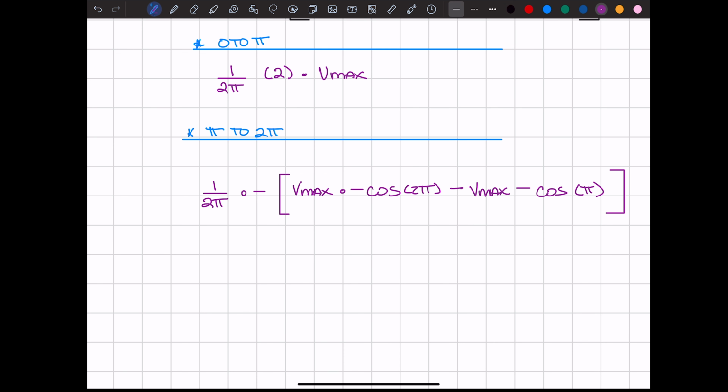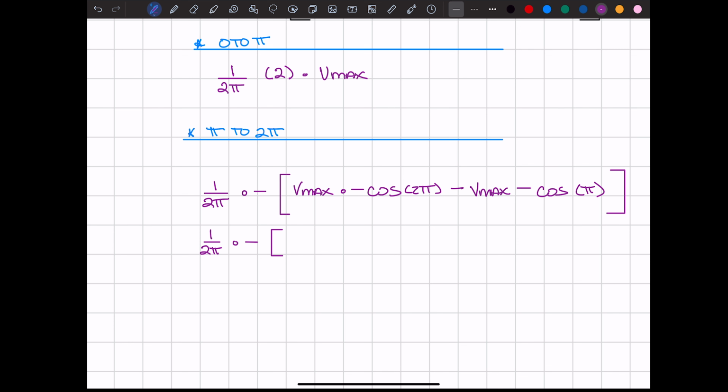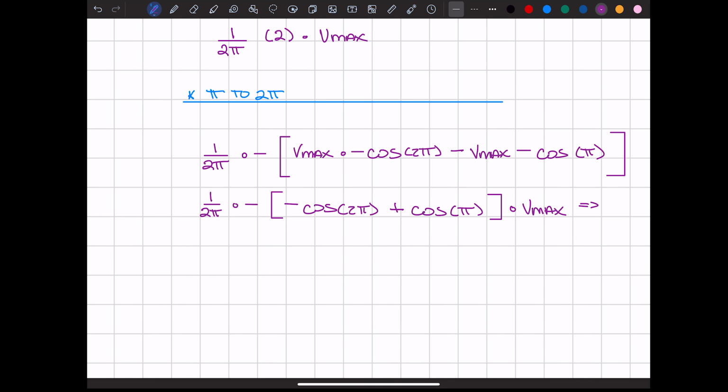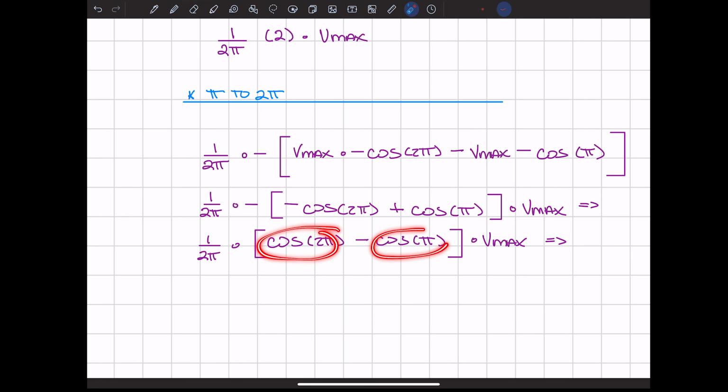We can pull out the Vmax and rewrite it. Then we get 1 over 2 pi times negative quantity negative cosine 2 pi plus cosine pi times Vmax. Now we can go ahead and distribute this negative that we brought down and rewrite it. So now we get 1 over 2 pi times the quantity cosine 2 pi minus cosine pi times Vmax. At this point, we can just solve for the cosine 2 pi as well as the cosine pi. Now again, we're dealing in radians, so if your calculator is set to degrees, it's not going to work, so we want to make sure that we're in radians.